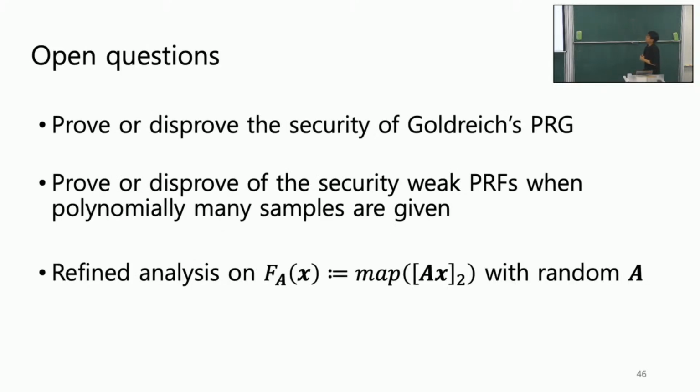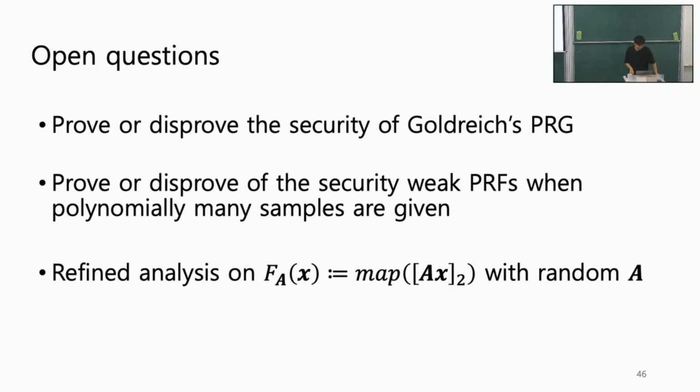On the last slide, I introduce open questions in this talk, and I sorted them from strongest to weakest. The first open question is the security of Goldreich PRG. If we can solve it, then we can also solve P is not equal to NP. So it will be the richest man.